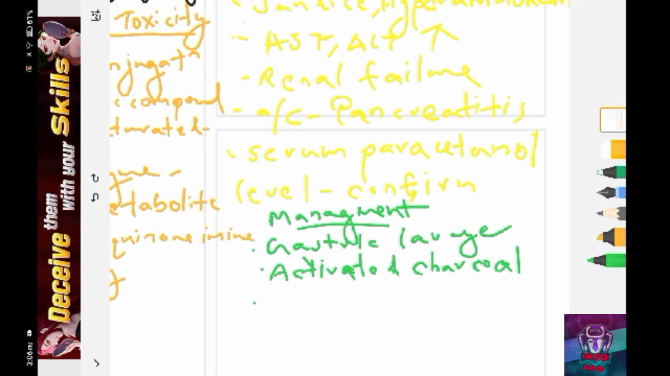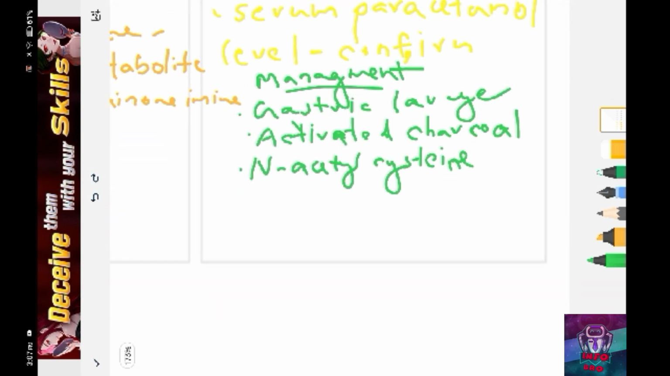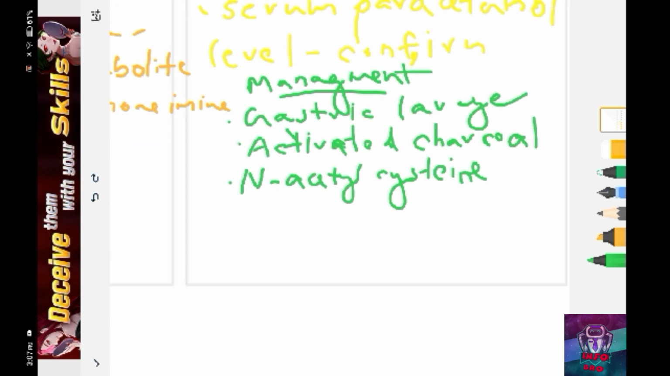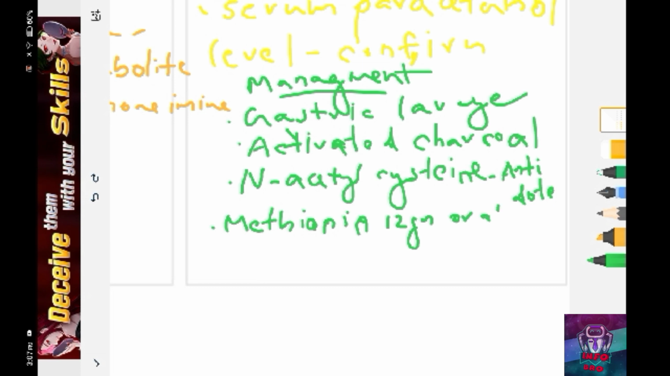Now for the antidote. What is the antidote? The antidote is N-acetylcysteine, or we can say NAC. N-acetylcysteine is the antidote given, and it is given within 10 hours of the overdose. Next is methionine. Methionine is given 12 grams orally.